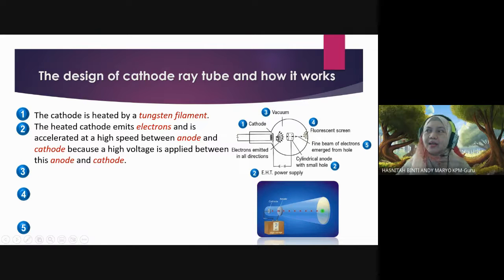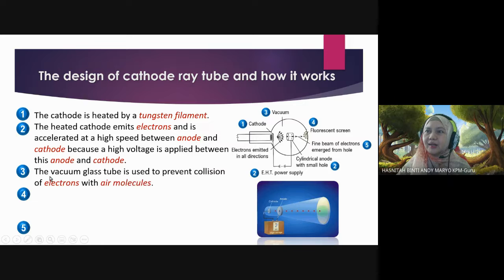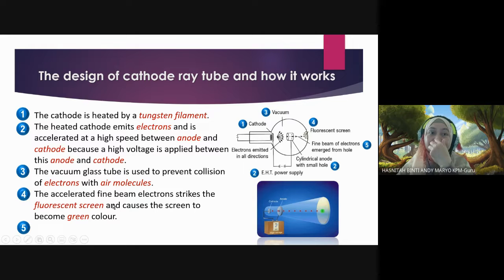Okay, then what happened at number 3? The vacuum glass tube is used to prevent collision of electrons with air molecules. So inside this tube is vacuum. It isn't filled with any kind of gas because we want to prevent collision between the electrons and the air molecules. So they will move in a straight line here, with no disturbance inside the tube.